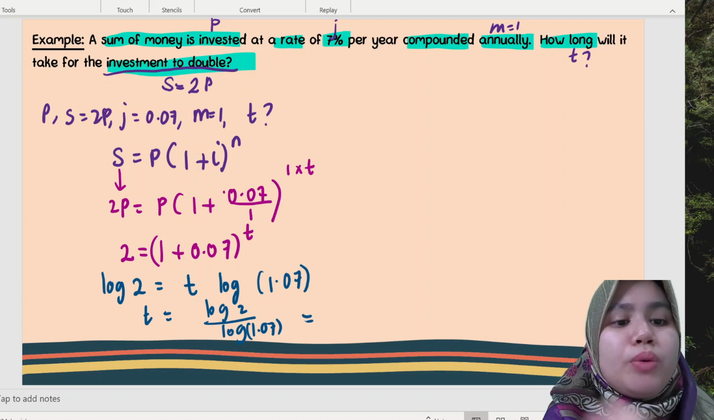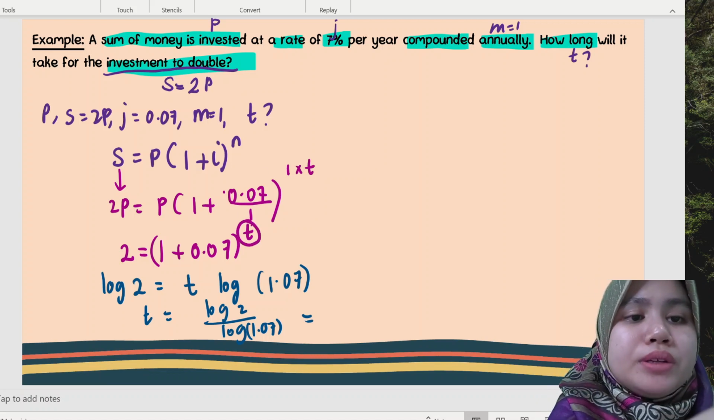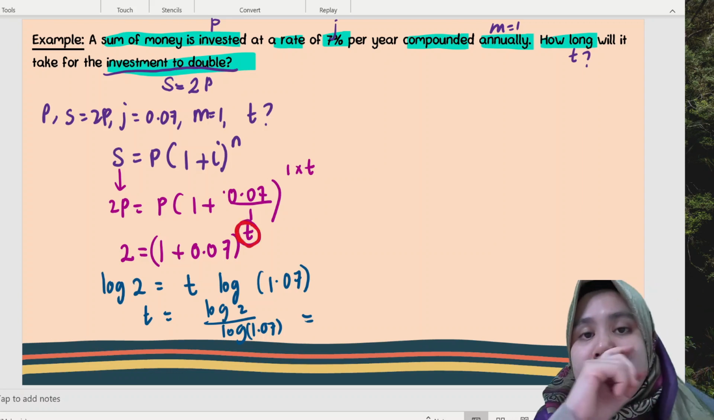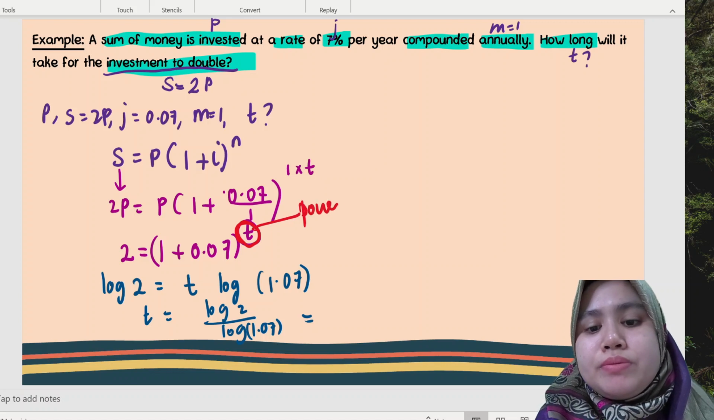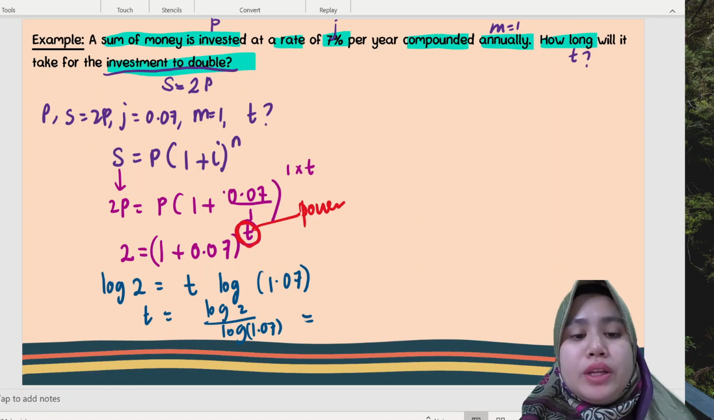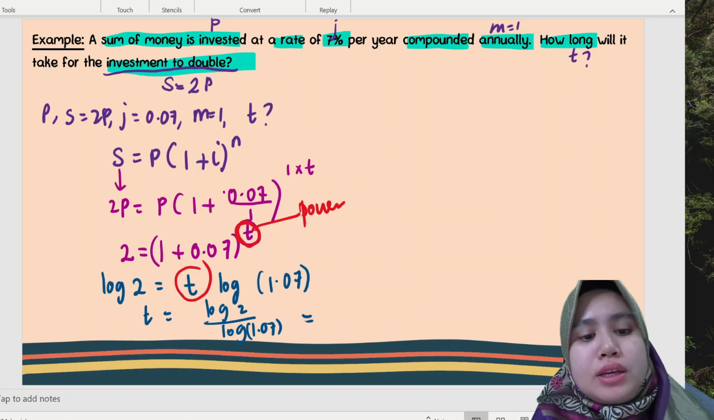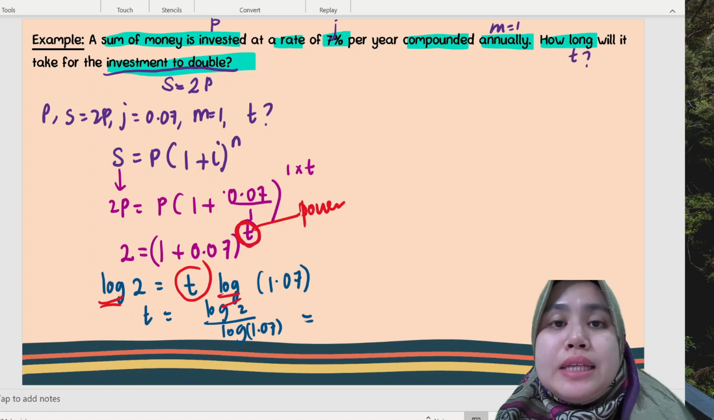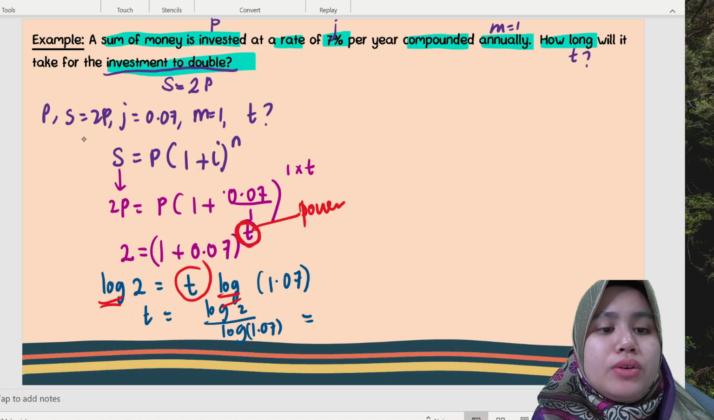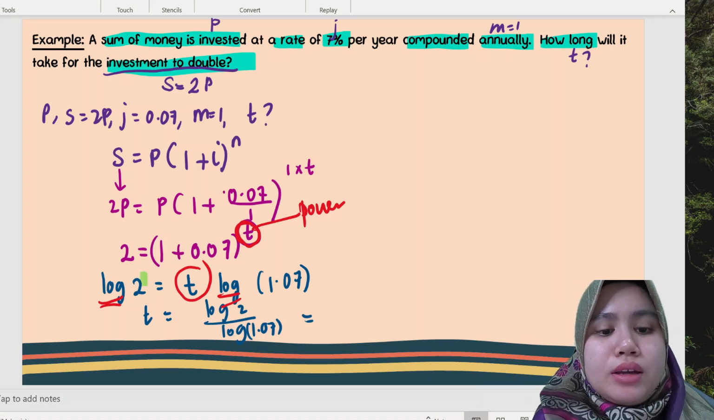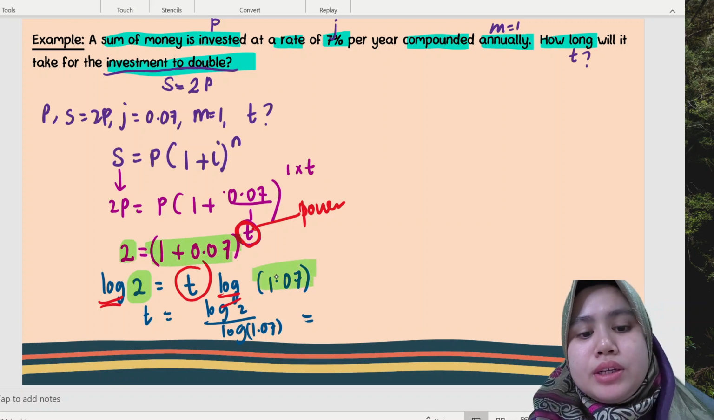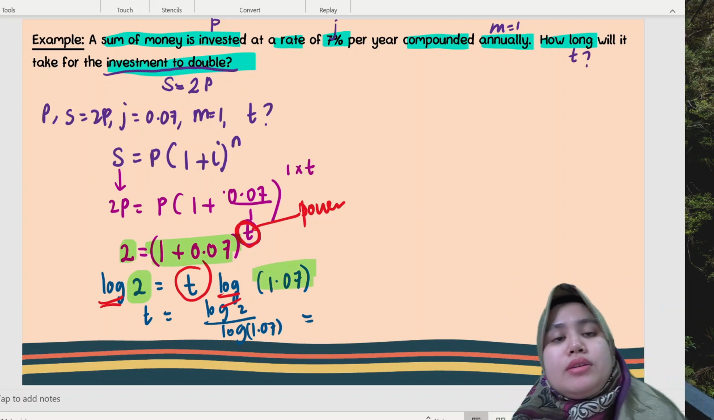Okay, when should I put log? When you want to find T, your T in terms of power. You want to find the power. So for you to find the power, you bring the power in front. Just put log on both sides. It only applies when a term here is just one term. Okay, you see this is the green one. This is considered as one term. Okay, alright.